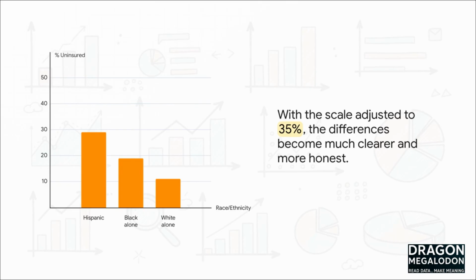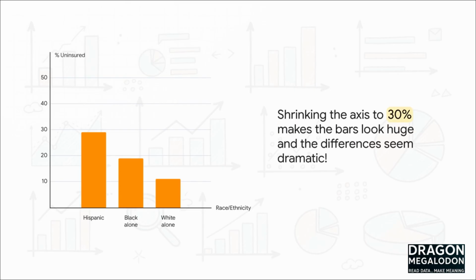Now let's just adjust that axis to a more reasonable 35%, which is just above our highest data point. It is the exact same data, but now the bars look taller and the differences are a lot clearer. This is a much more honest way to present the information. But what if someone wanted to be really dramatic? They could shrink the axis even more, making the top 30%.